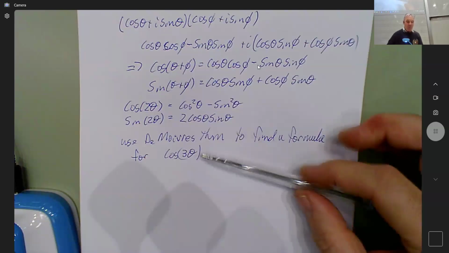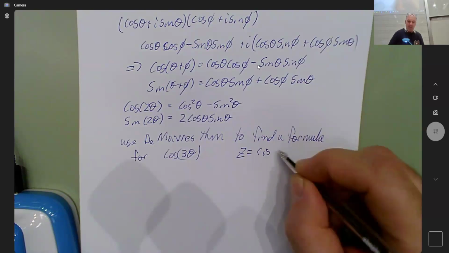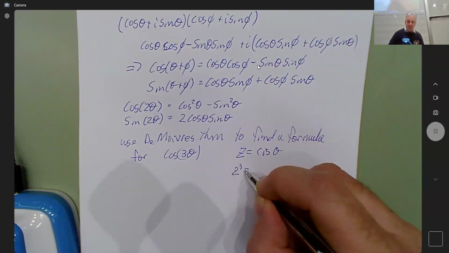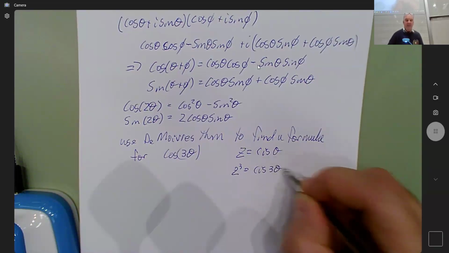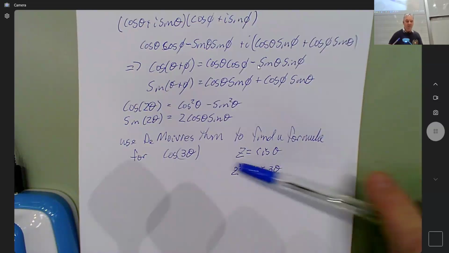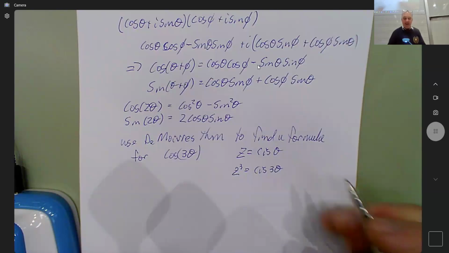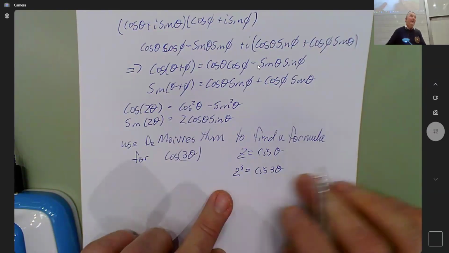But what would you do? Well, you would go, all right, z is equal to cis theta, z cubed is equal to cis 3 theta, and then equate your real and imaginary parts. And the real part would give you cos of 3 theta. All right, I don't want to do that. That will be tedious and it's not very instructive. While there are some fun things to do, and I'm all down for doing fun things, some fun things are not going to make your life better. So we don't do them. But it is possible.